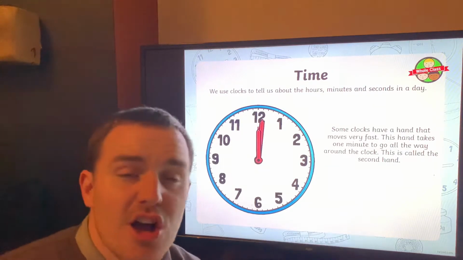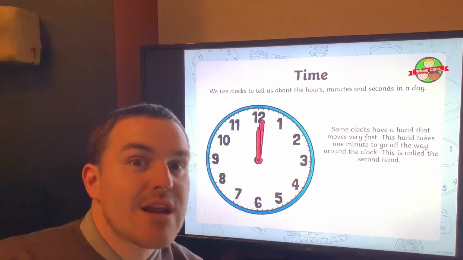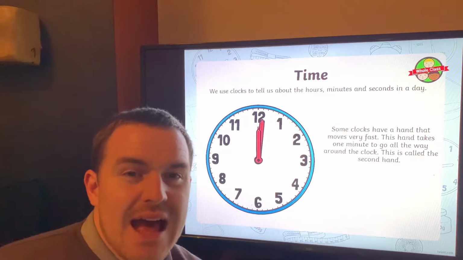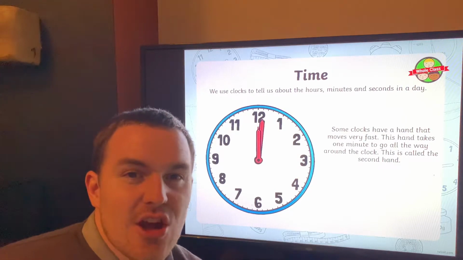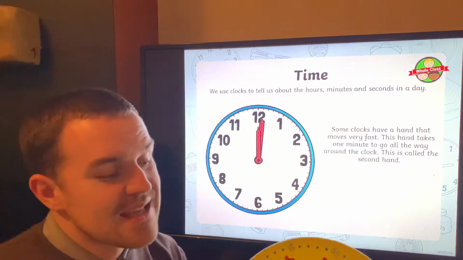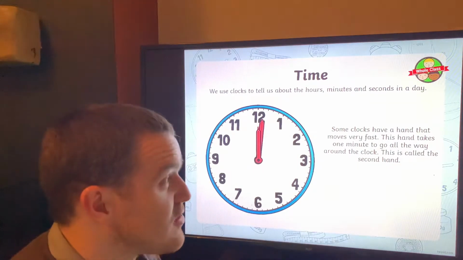Okay. Some clocks also have another hand, which is really, really thin, and it moves very, very quickly. So sometimes it's hard to see. You'd have to look very closely. And that hand is called the second hand. And it counts to 60 basically as it goes around the clock, and it goes very, very quickly. So you'd see it ticking the whole way around the clock. See if you can spot one in your own clock in your house, okay?